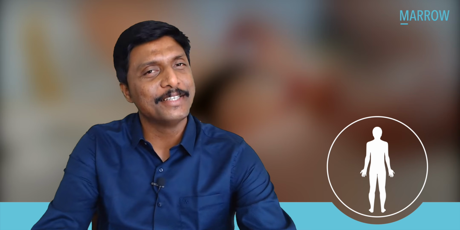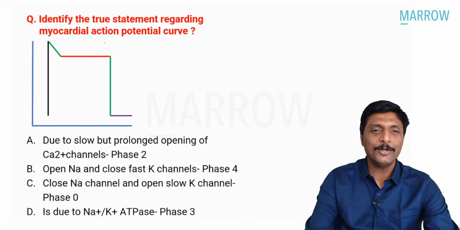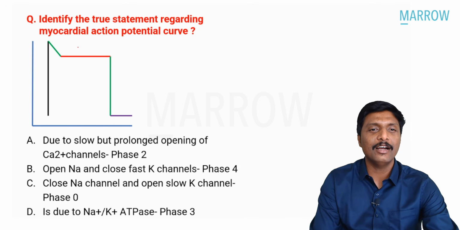One of the well-known chronic repeat areas, both for Anaesthesia and NEET-PG, is action potentials. And this time the beauty is both nerve action potential and cardiac action potential. They asked the question, a very similar question. Identify the true statement regarding the myocardial action potential curve. This is the myocardial action potential curve.